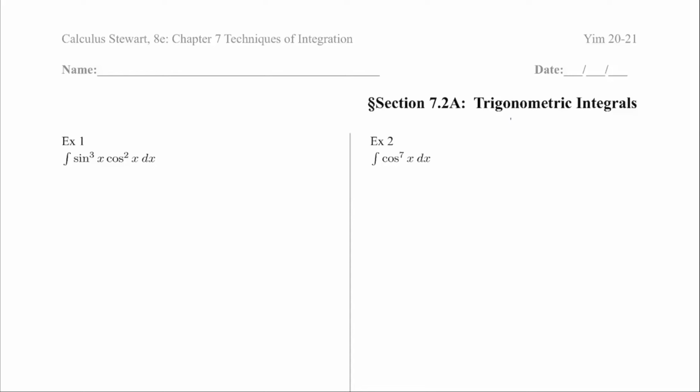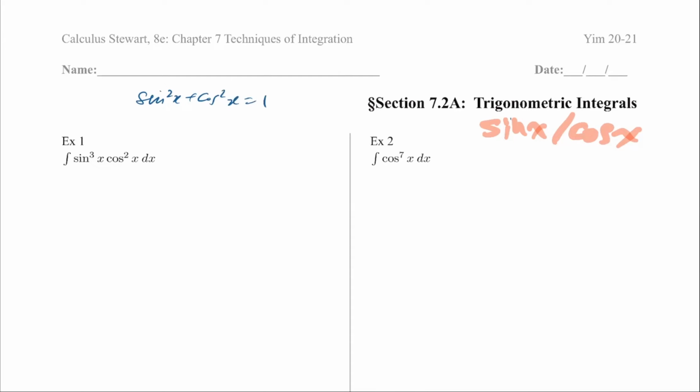Calculus lesson on 7.2a, trigonometric integrals. Today's one will focus on sine x and cosine of x. Before we begin though, the whole underlying idea today is to utilize sine squared x plus cosine squared x equals 1, the Pythagoras relationship between sine and cosine.